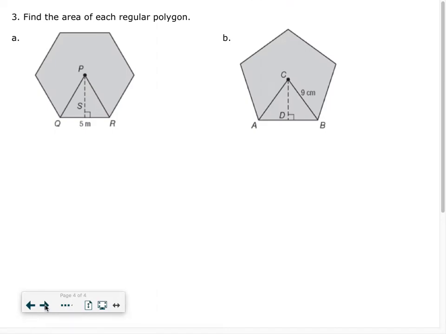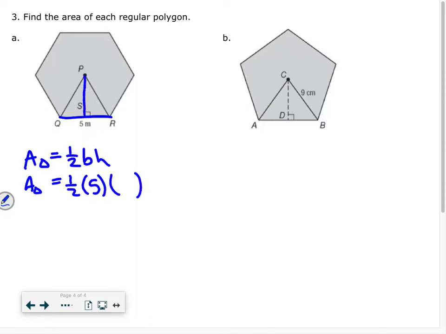Let's take a look at 2 more problems. These ones are missing some information, so we have to use some previous knowledge to figure this out. Now, if we look, we're only given the base here, which is 5. So our goal is to find the area of a triangle, 1/2 base times height. Our base is 5. However, we do not know what our height is right here. So before we move any further, we're going to find our central angle.